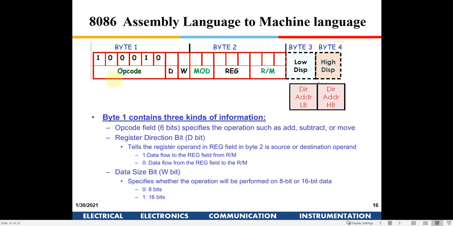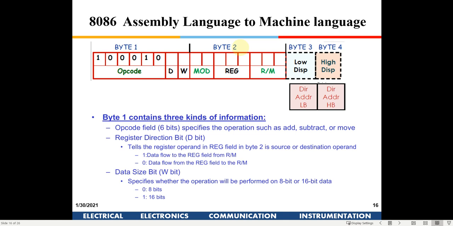Okay. So right now we know what is an opcode. D means the direction: register to register, register to memory and memory to register. W stands for word or byte: W equal to zero means we are going to have a byte, and W equal to one means we are going to have a word transfer. So these, the first byte, will have that instruction.